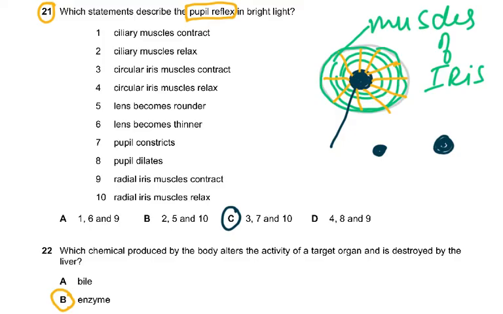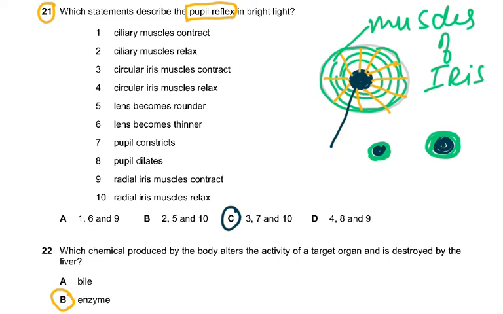If it becomes smaller, just like a rubber band has to become smaller, the circular muscles contract. Here circular muscles contract, here circular muscles relax. Circular muscles relax when the pupil becomes larger. Here the circular muscles contract. So when one contracts, the other has to relax.